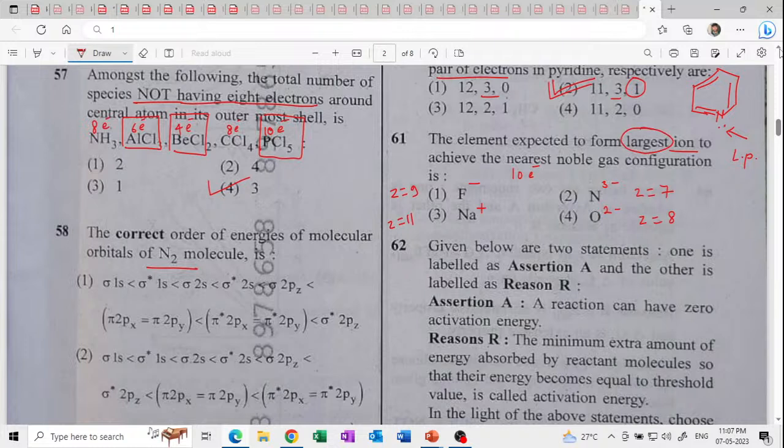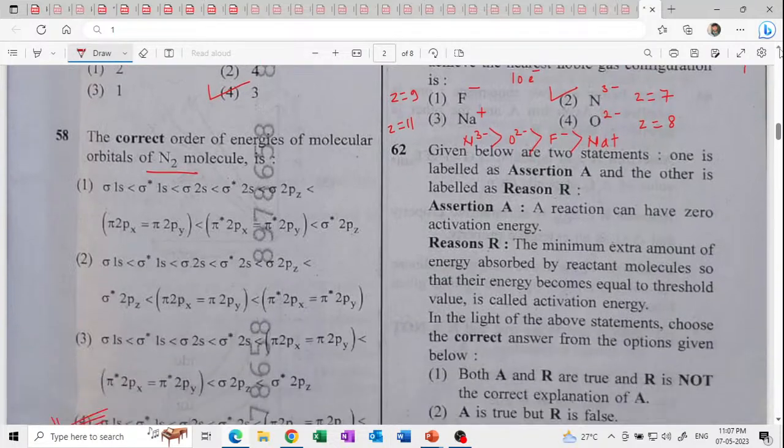So this is a large ion. Nitrogen is the largest ion, then oxygen, then fluorine, and then sodium. Get it? Because sodium has a large nuclear charge. So what is the order? The order is N3 minus, then O2 minus, then F minus, and last is Na plus. So this is the order. This is a very easy question from the periodic table.